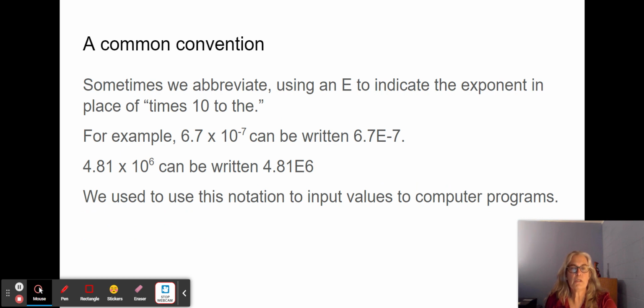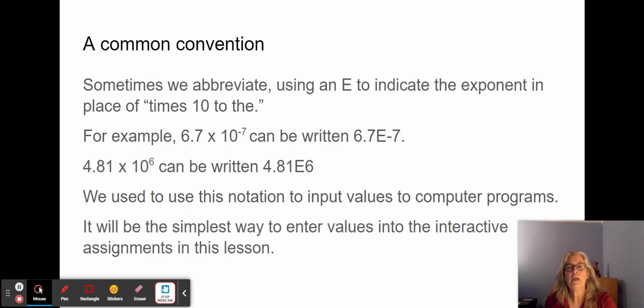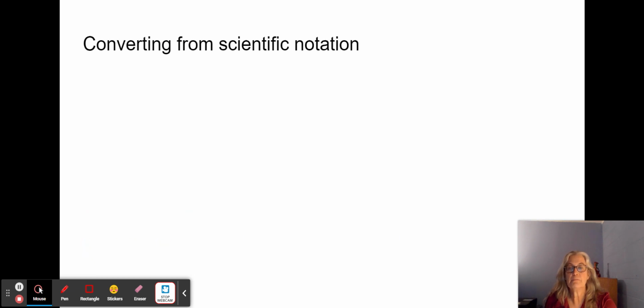We used to use this notation to input values to computer programs. It will be the simplest way to enter values into the interactive assignments in this lesson.